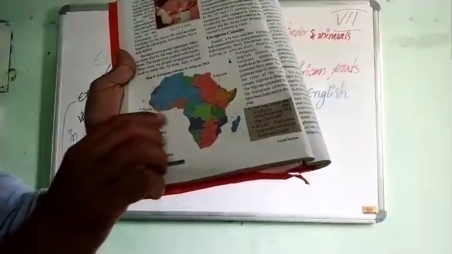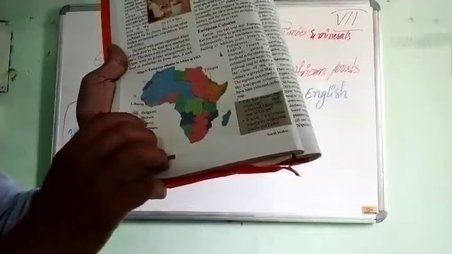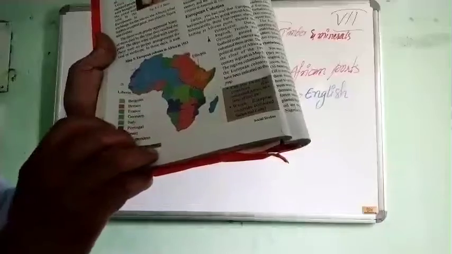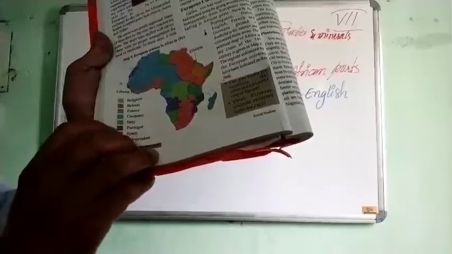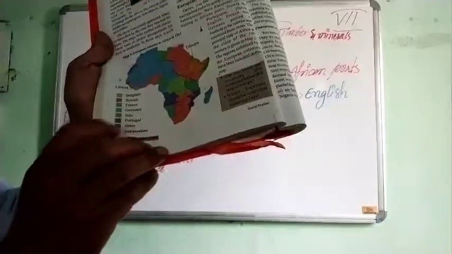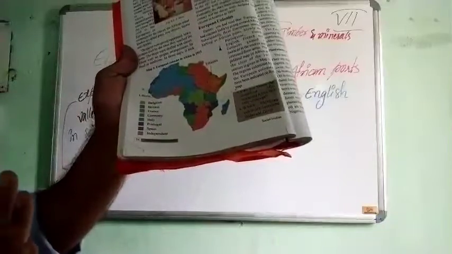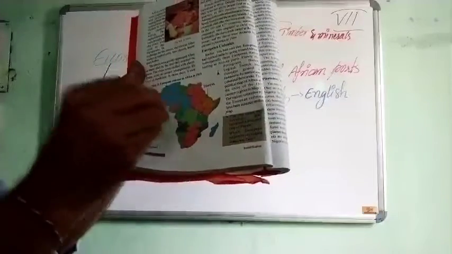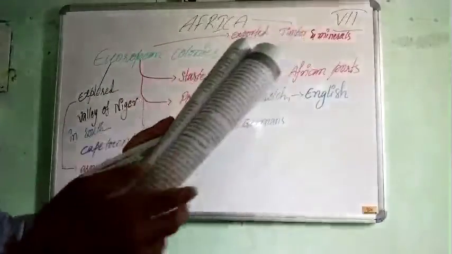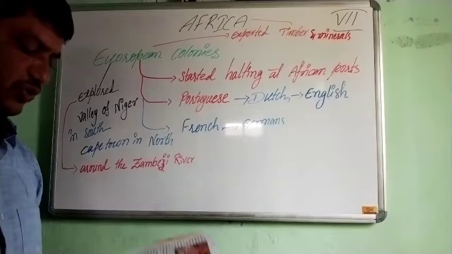Light green color was colonized by Belgium, and this orange color is Britain, blue is France, thick green is Germany, light green is Italy, and again full blue is Portugal, Spain, and a little bit of yellow is independent. So this is the map showing the European colonies in Africa in the year 1913, in the 19th century.